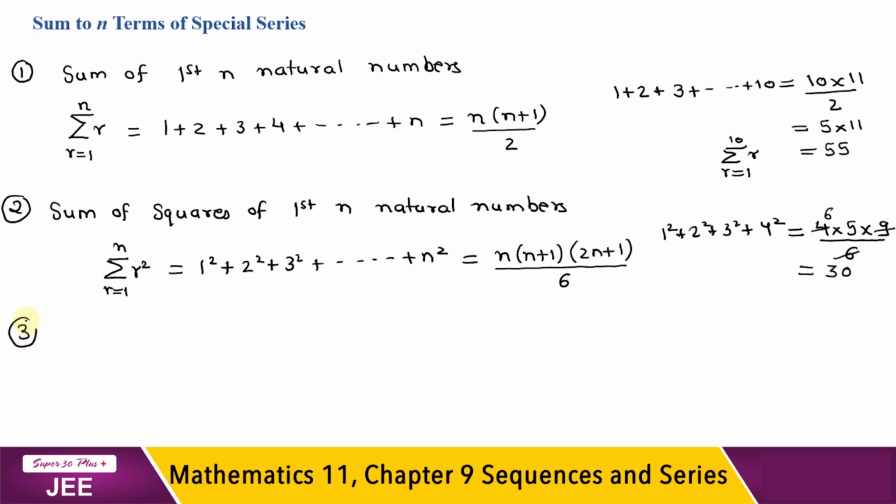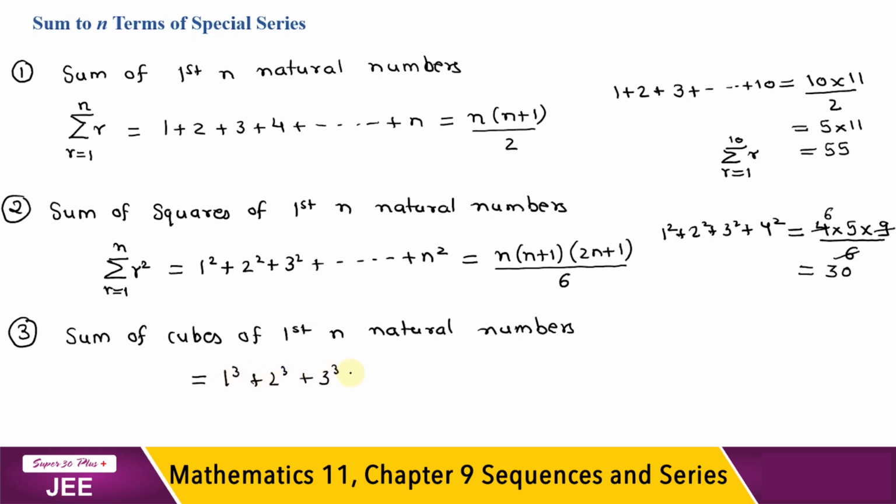The third series that we are going to understand is the sum of cubes of first n natural numbers. Again we have cubes of first n natural numbers and then we have to add them up. So we are going to get 1 cube plus 2 cube plus 3 cube and so on. This goes on till n cube. And now I hope you can write down this sigma notation as sigma r cube, where r lies from 1 to n.